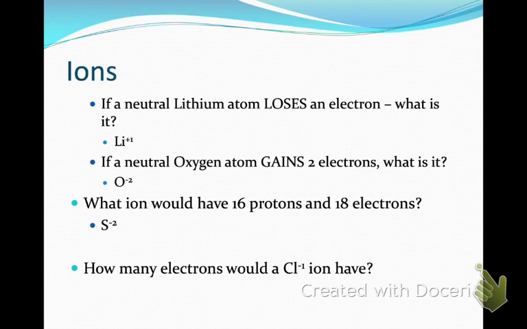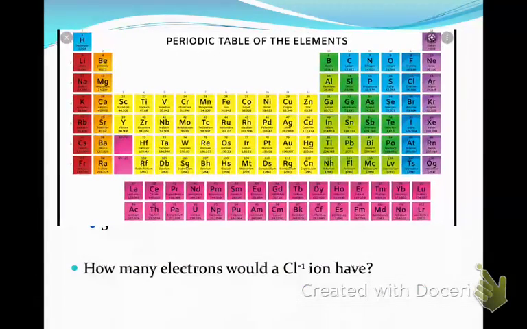How many electrons would a chlorine -1 ion have? Okay, so again, on my periodic table, I've got to locate, well, where's chlorine? Okay, chlorine is way over here. Let's look at chlorine -1. How many protons does chlorine have, because that number never changes. Even based on its charge, the number of protons does not change. So chlorine always has 17 protons.